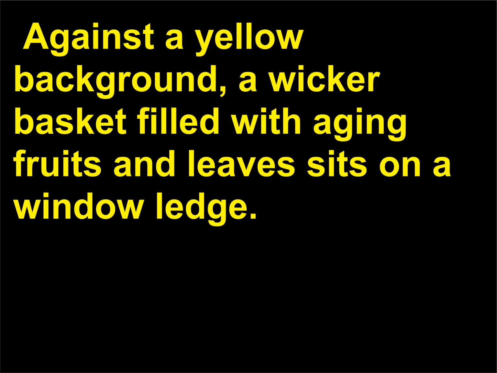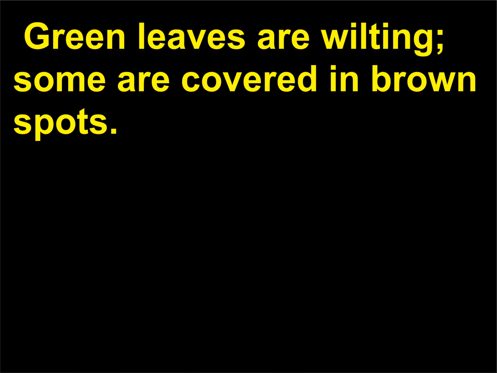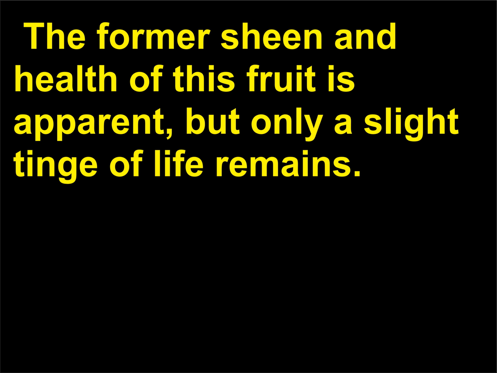Against a yellow background, a wicker basket filled with aging fruits and leaves sits on a window ledge. The purple grapes are starting to turn a moldy gray color. Green leaves are wilting, some are covered in brown spots. A red and yellow apple is browning around two apparent wormholes. The former sheen and health of this fruit is apparent, but only a slight tinge of life remains.